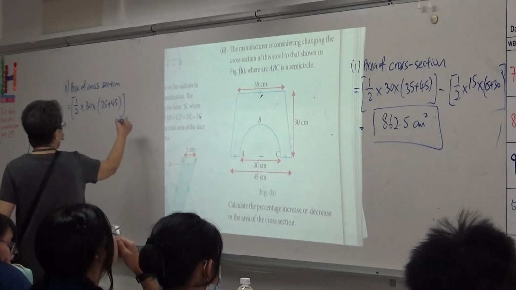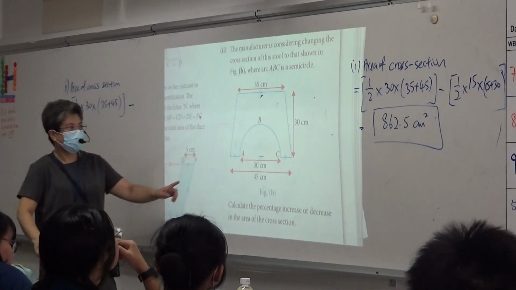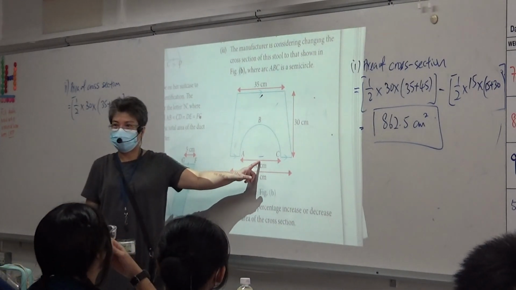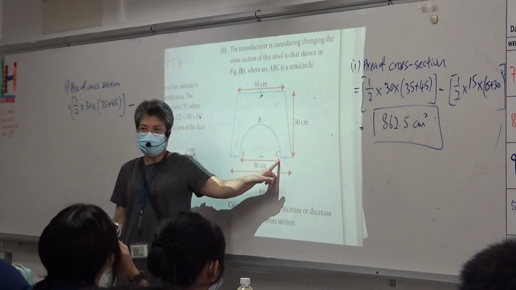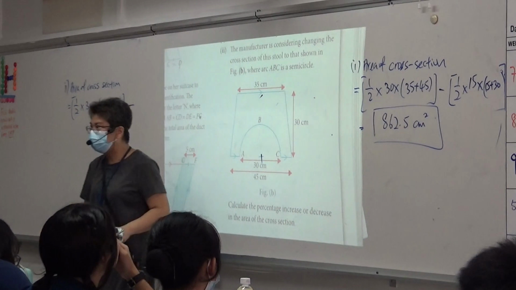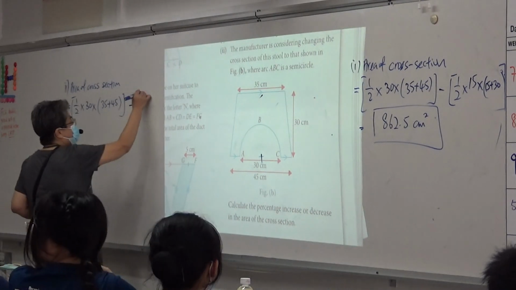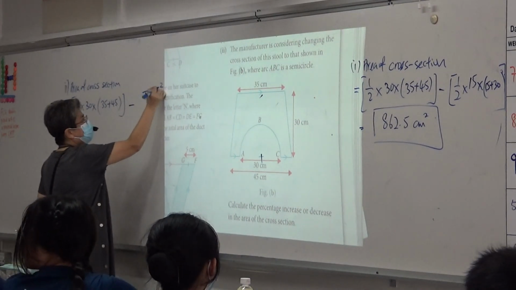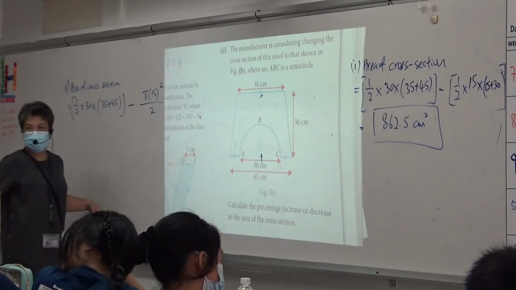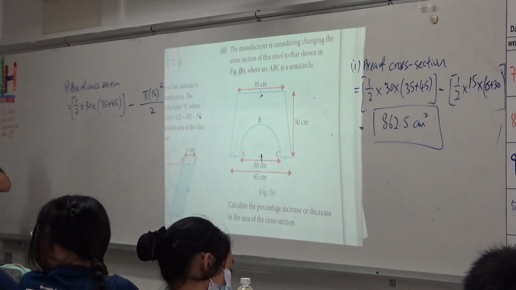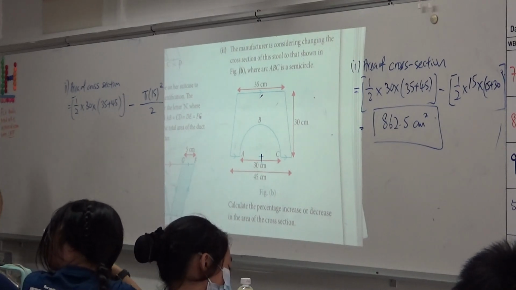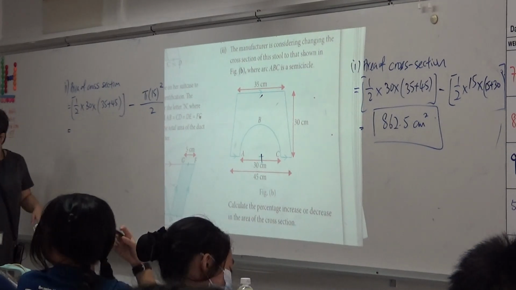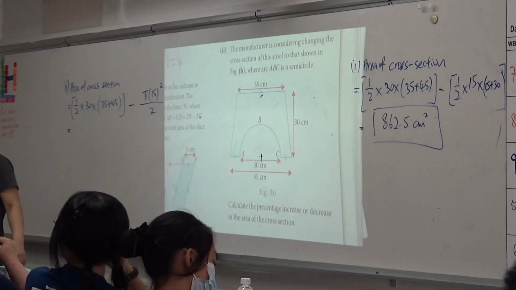Okay, this one minus what? This semicircle, right? May I know what is this 30? Diameter. So what's the radius? 15, right? Pi times 15 squared over 2, right? Then can you see I don't need to truncate or whatsoever, I just straight away minus, am I right? Okay, alright. Key, yes, right? Key now.